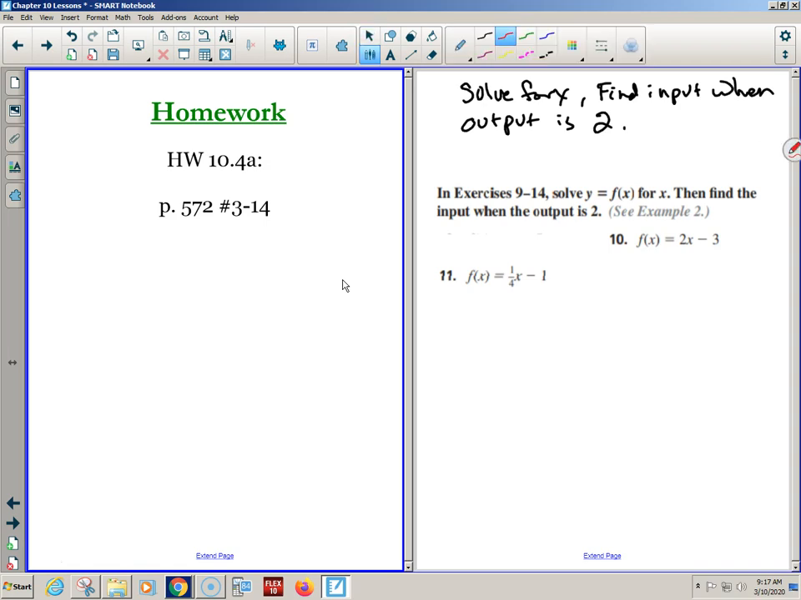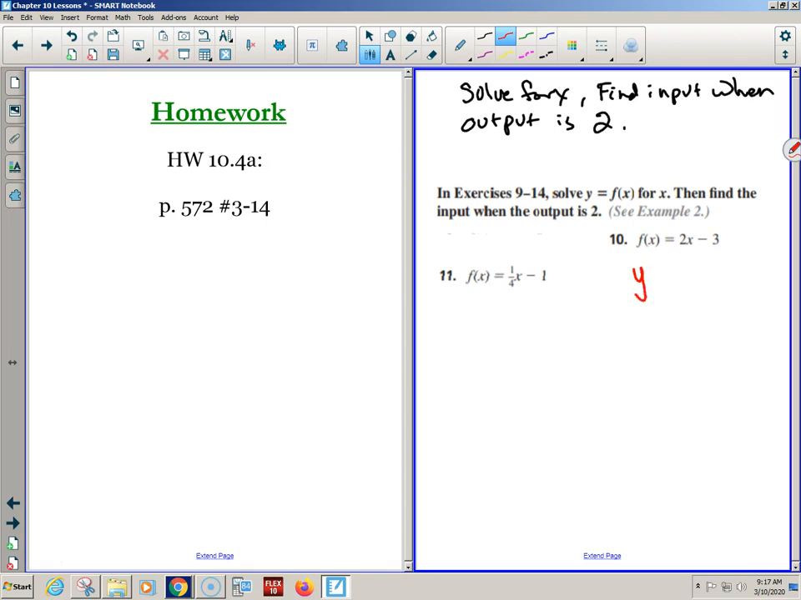Now what did I say? If this little guy is confusing you, what can you make f of x equal to? Close. No. y. You can make it the variable. It has to still be a variable. It's not a number, not until we plug in at the very, very end, 2. So y is equal to 2x minus 3.